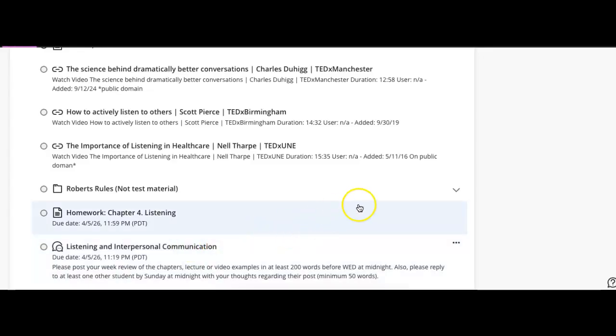Remember the due dates. So, of course, your homework's due the 5th by end of day, but your listening and interpersonal skills first post is going to be on the 1st. Let me double check that. 1st. Yep, it's the 1st end of day, and the 5th is a Sunday by end of day. So your first post on the 1st, reply on the 5th.